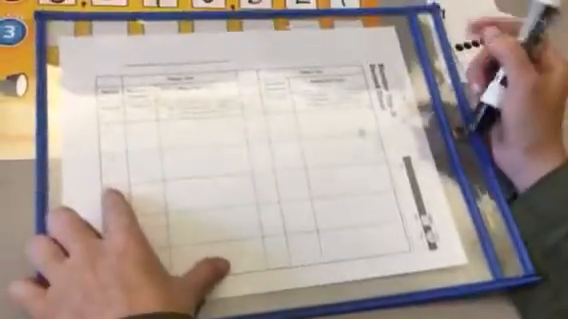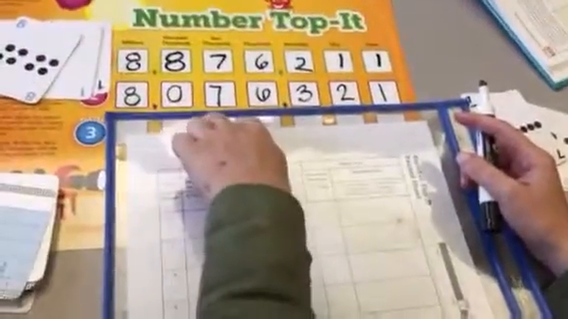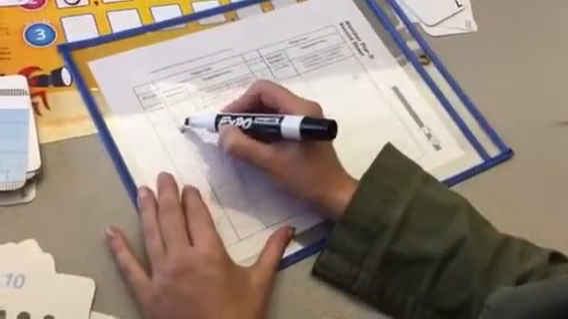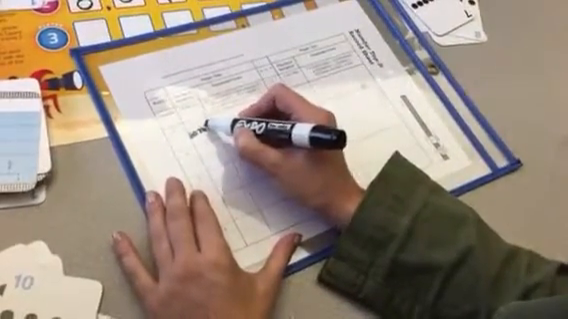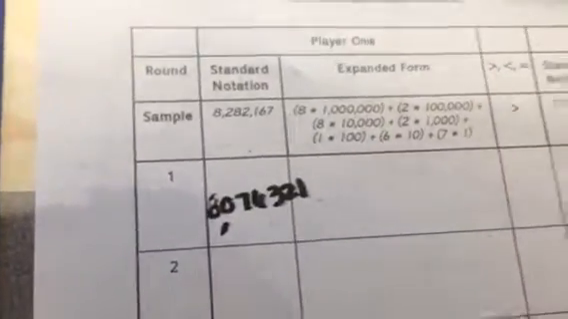You're going to write your number in standard notation. So my number was 8,076,321. So I would write this in standard notation. And it's a little bit of a small space, so write small. Don't forget your commas to show it's 8 million. Okay? Next, I would need to write it in expanded form.